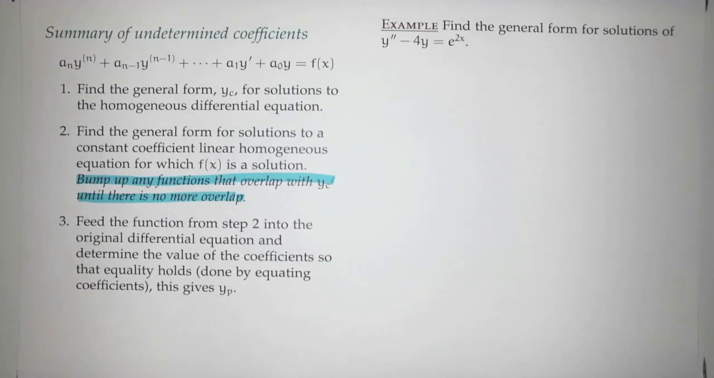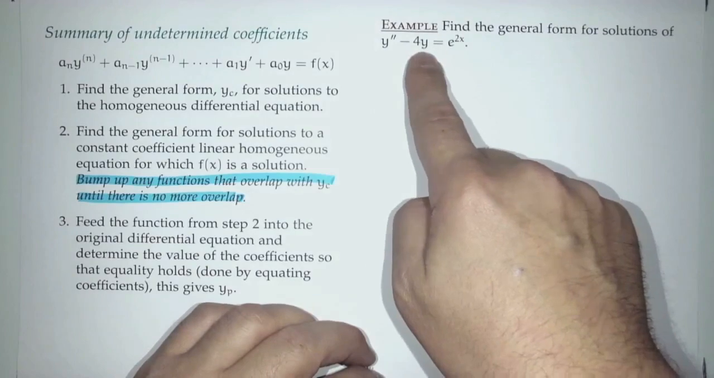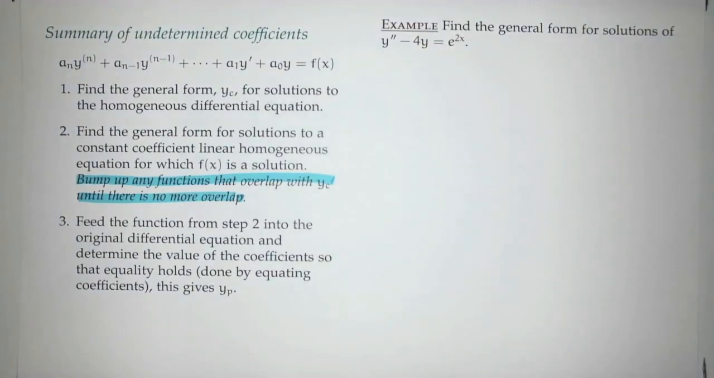Let's try it. Find the general form for solutions of y double prime minus 4y equals e to the 2x. All right, so what's the first thing we need to do here?